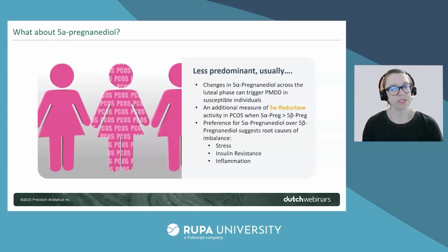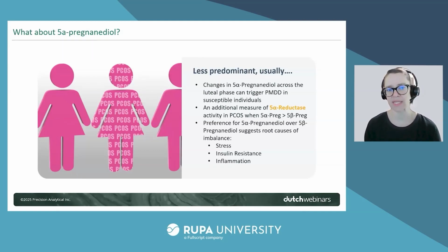We've talked about estradiol, we've talked about beta pregnanediol. We are measuring one other thing on the DUTCH cycle map, and that's alpha pregnanediol, which is another metabolite of progesterone. Beta pregnanediol is all over the medical literature as the strong correlate with progesterone levels. Again, it's the most predominant. But we are also seeing some information coming out about alpha pregnanediol, particularly around PMDD.